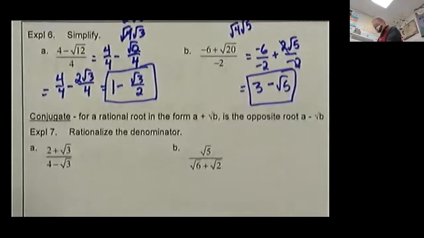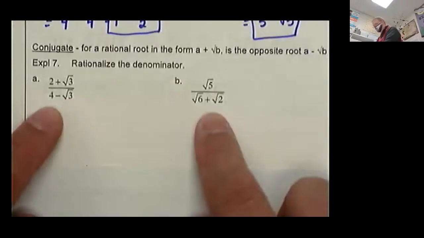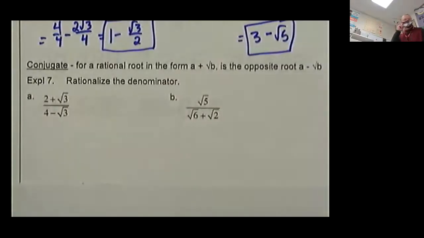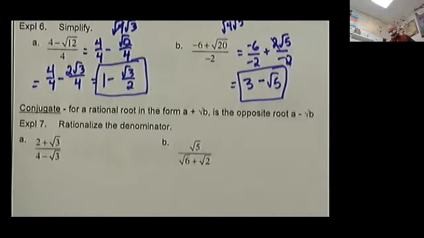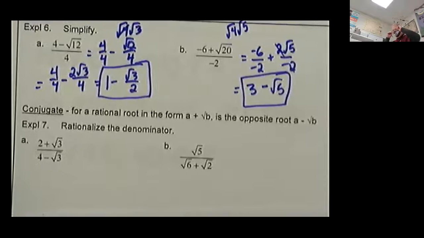Next thing we're going to talk about is a conjugate, because we're going to look at simplifying one where there's a number and a root. How do we do that? Well, we have to use the conjugate. A conjugate for an expression in the form a plus root b is the opposite: a minus root b. So a plus root b, a minus root b, those are conjugates. So we just flip the sign.